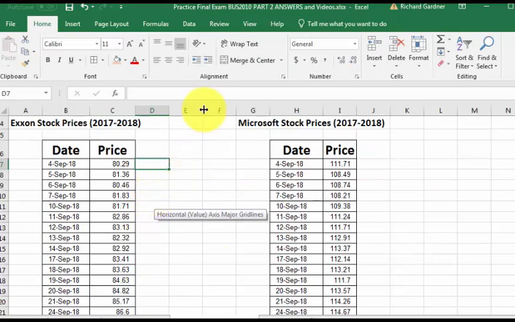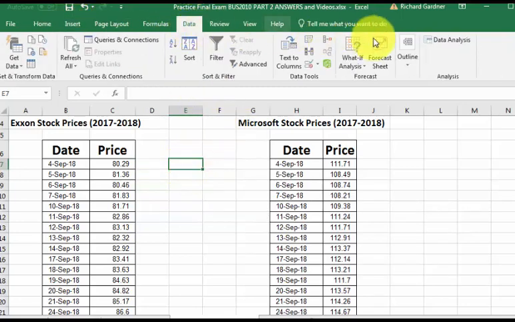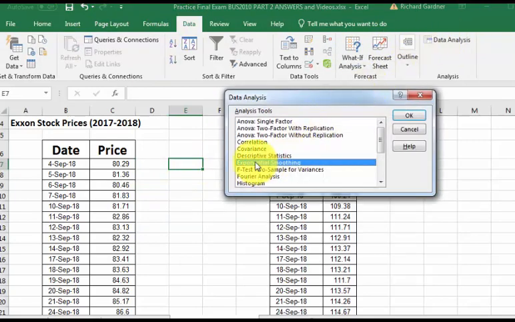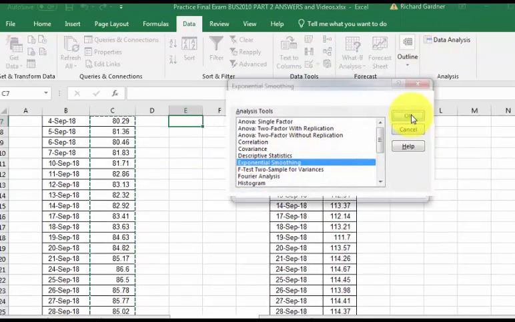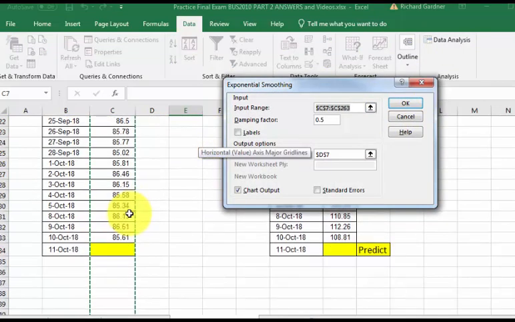So I just deleted about 90% of the data. So again, starting from scratch. Exponential smoothing. Pick a cell, any cell. Go to the Data tab. Go to Data Analysis. Exponential smoothing. Click OK. So my new data range is from C7 down to just C33. I'll just go ahead and type that in up there.